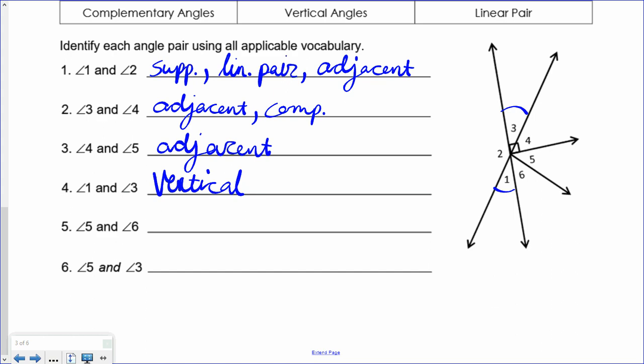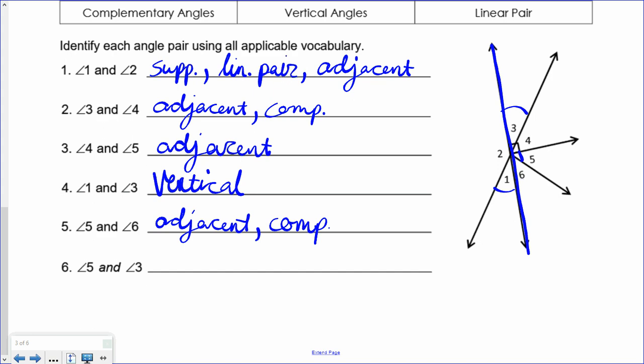All right, what about 5 and 6? They are adjacent. Is there anything else? Complementary. Okay, so they are complementary, but I need a little bit of proof as to why. Because the 3 and 6, they make 180 degrees. Just 3 and just angle 6? No, 3, 4, 5, 6. All of those angles create this line. Keep going, there's more you have to say to get that proof. Well, 3, 4, 5, 6, and you need 90 more to add up to 180.